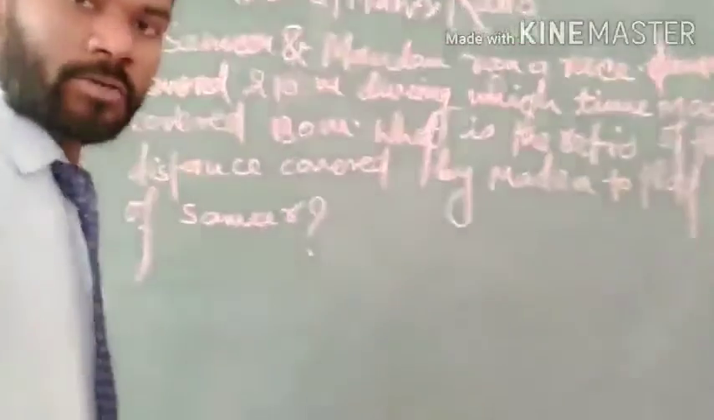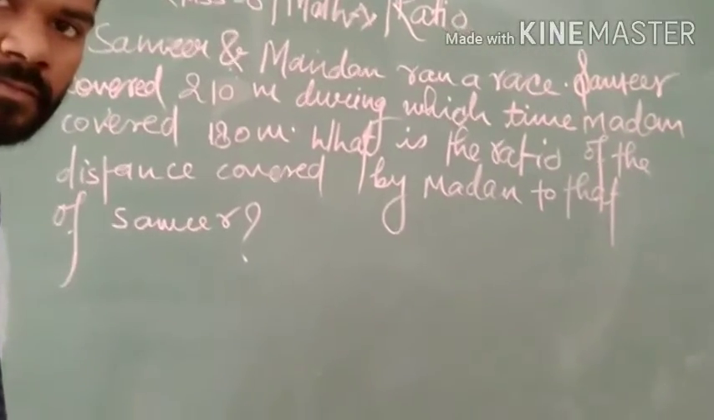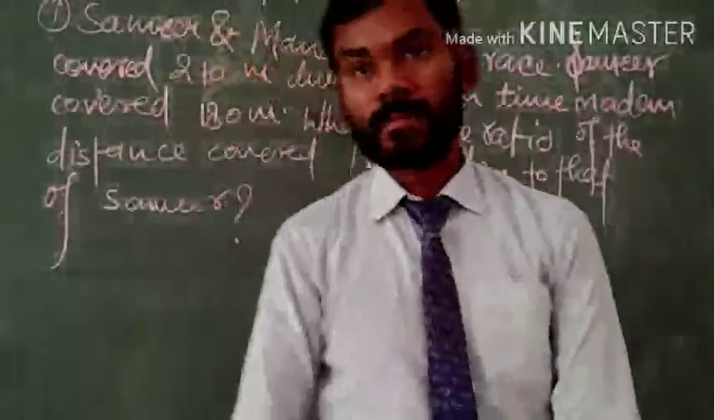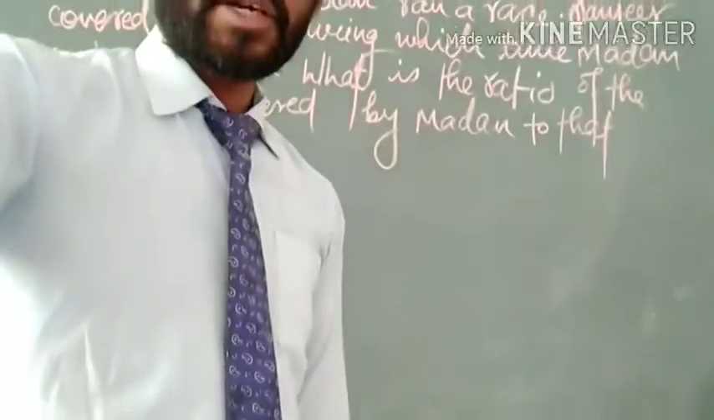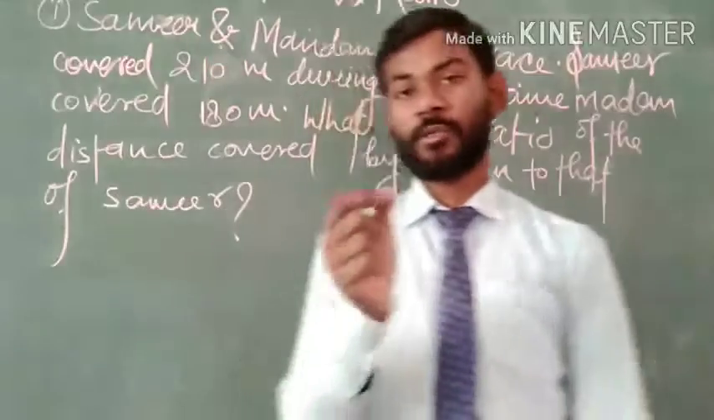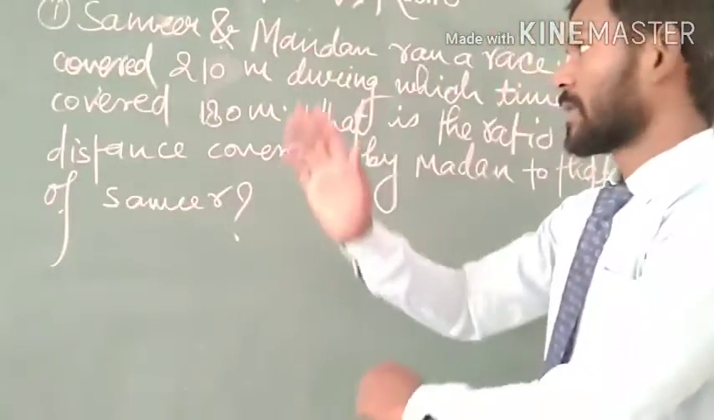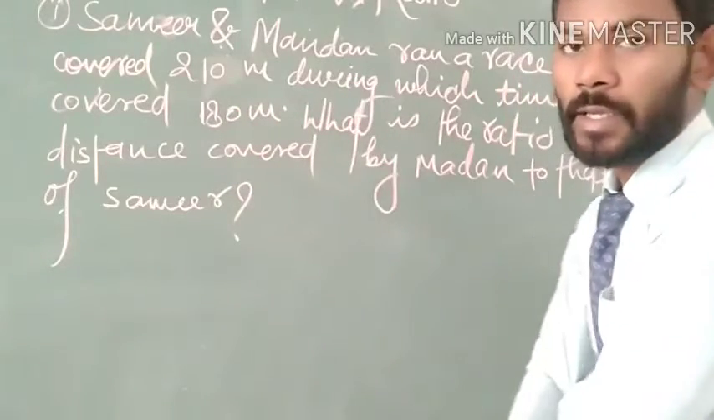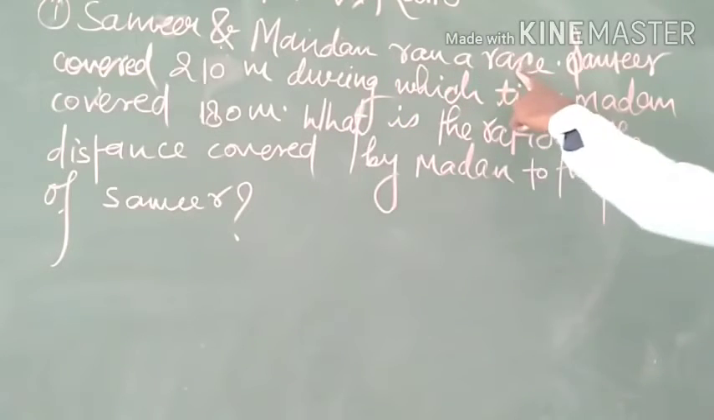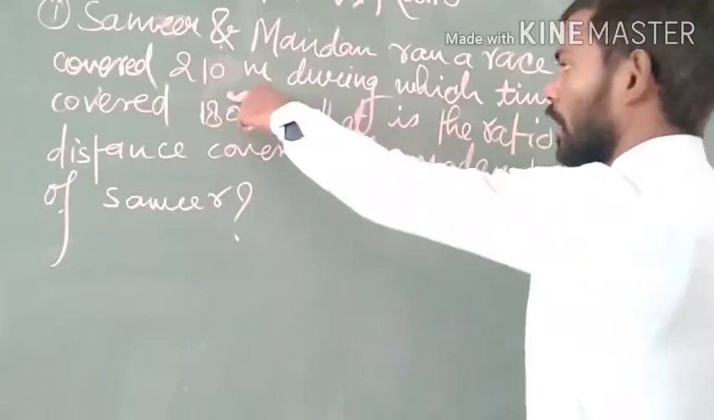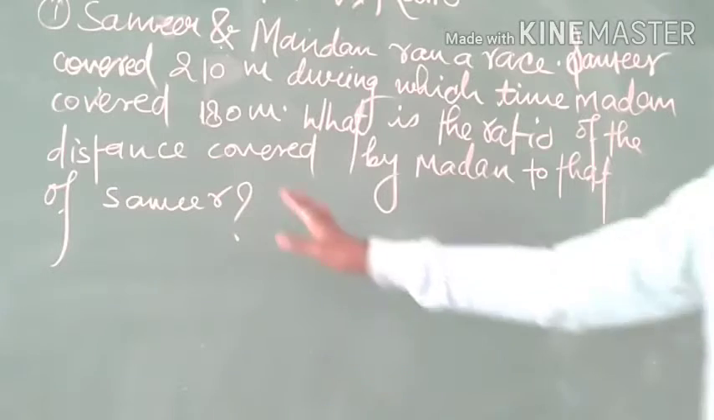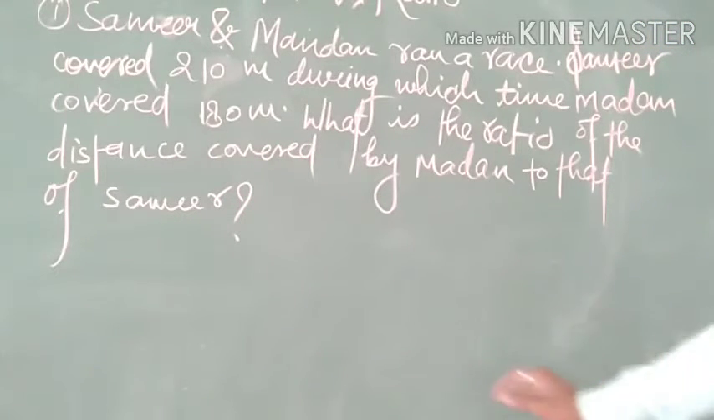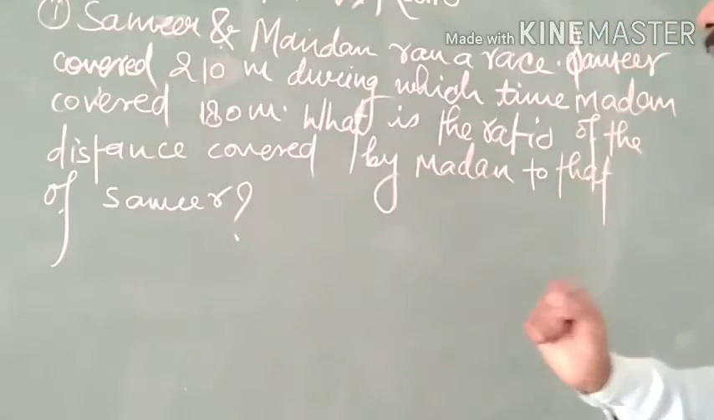So let us see what the question says. Students, the question looks very easy, but it is not like that. Just read the question, then you will find what the issue is here. Samir and Madan ran a race. Samir covered 210 meters, during which time Madan covered 180 meters. Then what is the ratio of the distance covered by Madan to that of Samir? Okay, so this is the question.